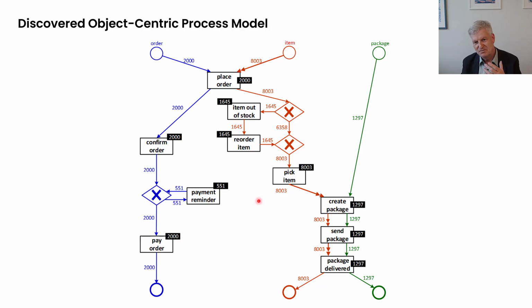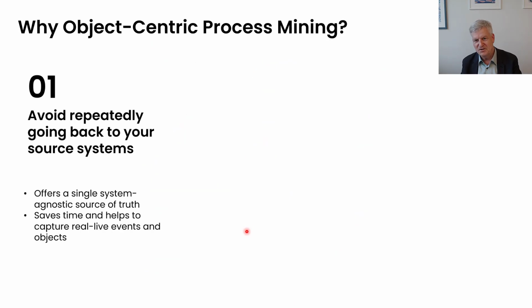You would like to discover one model that is describing multiple types of objects and also their interaction with each other. This is not the topic of this talk, but it's important to understand why object centricity is so important. From a practical point of view, there are three main advantages. The first advantage is that using object-centric process mining, you no longer have to go back to your source systems. That's an important factor.